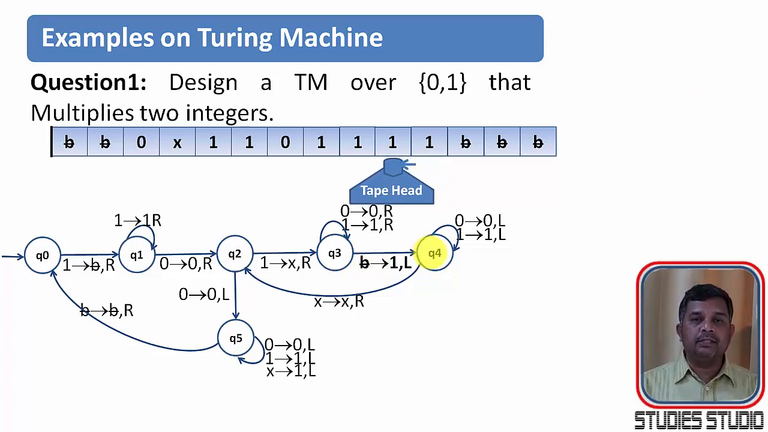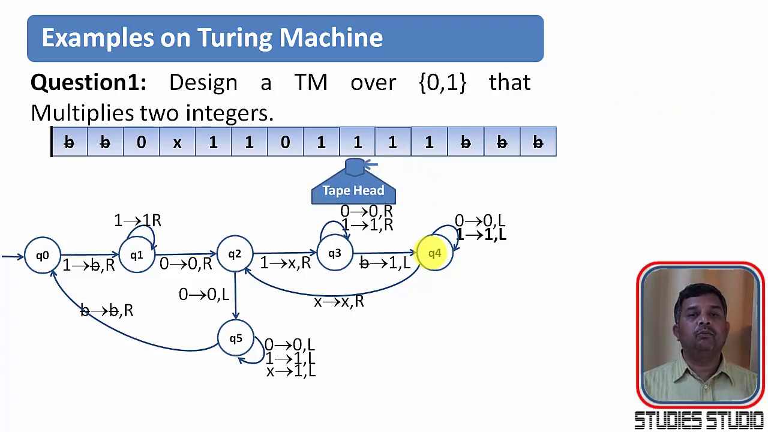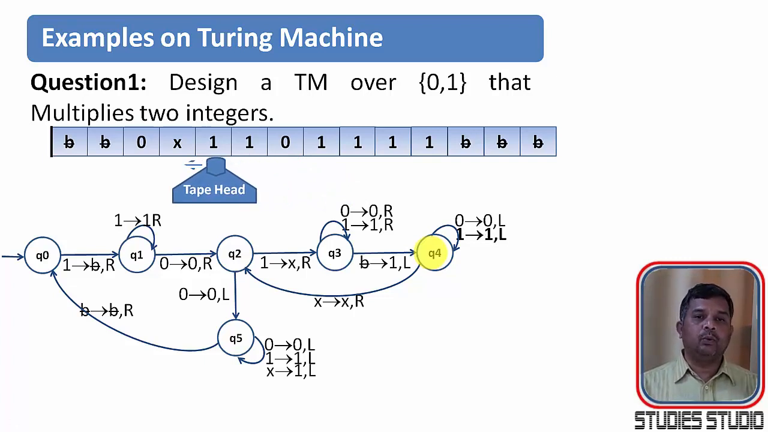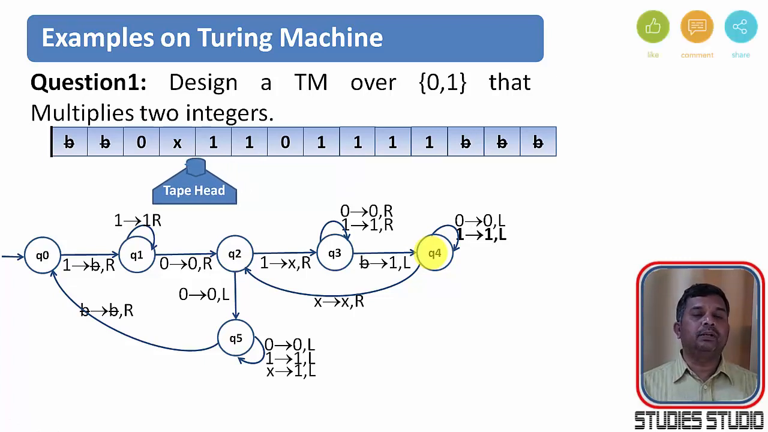As many zeros or as many ones may appear right now, I will keep moving by writing the same symbol onto the tape till I get the symbol X. Now you can see I am moving left. The input symbol I got is 1. I wrote 1 onto it and moved towards its left.